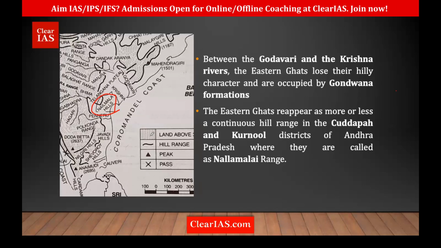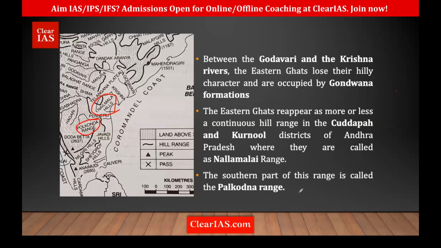Below the Krishna there are the Nallamalai Hills, and below Nallamalai there is Palkonda. These are the next hills, the Palkonda ranges. The Penneru River divides the Nallamalai and the Palkonda ranges. On top there are the Mahendragiri Hills, the northernmost part of the Eastern Ghats, then it is hidden by the Godavari and Krishna rivers. Below Krishna we have the Nallamalai Hills, below Nallamalai the Penneru River, and below Penneru the Palkonda ranges. These are the two important ranges of the Eastern Ghats.